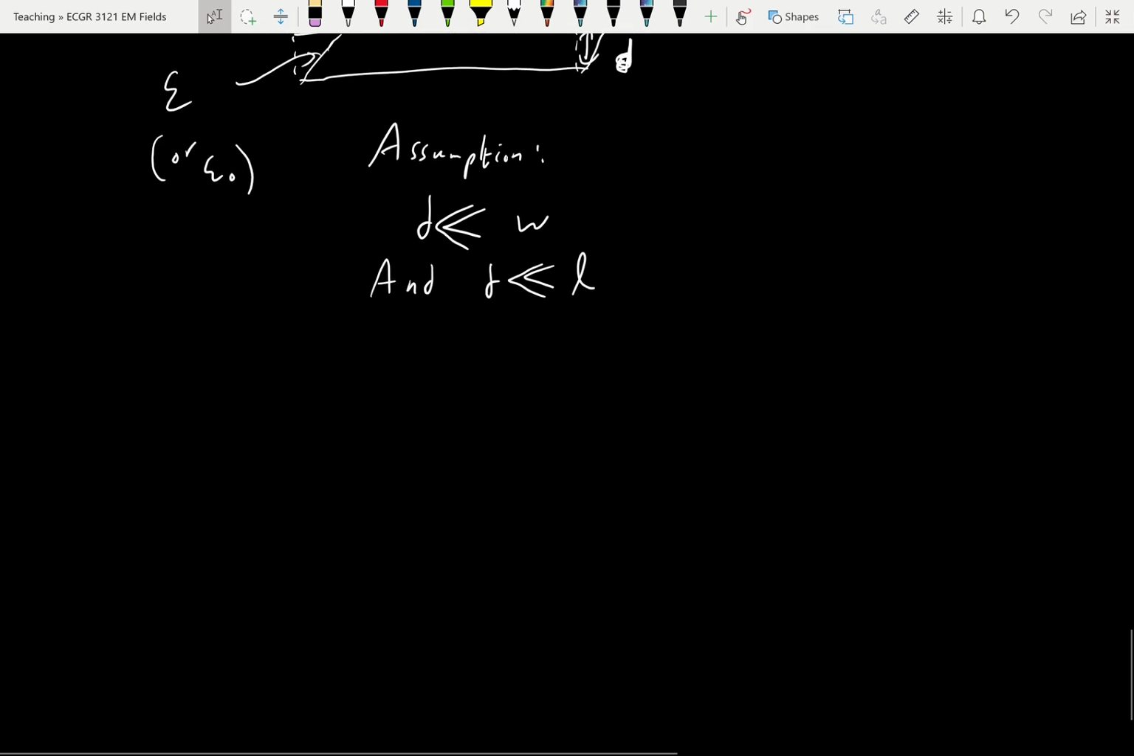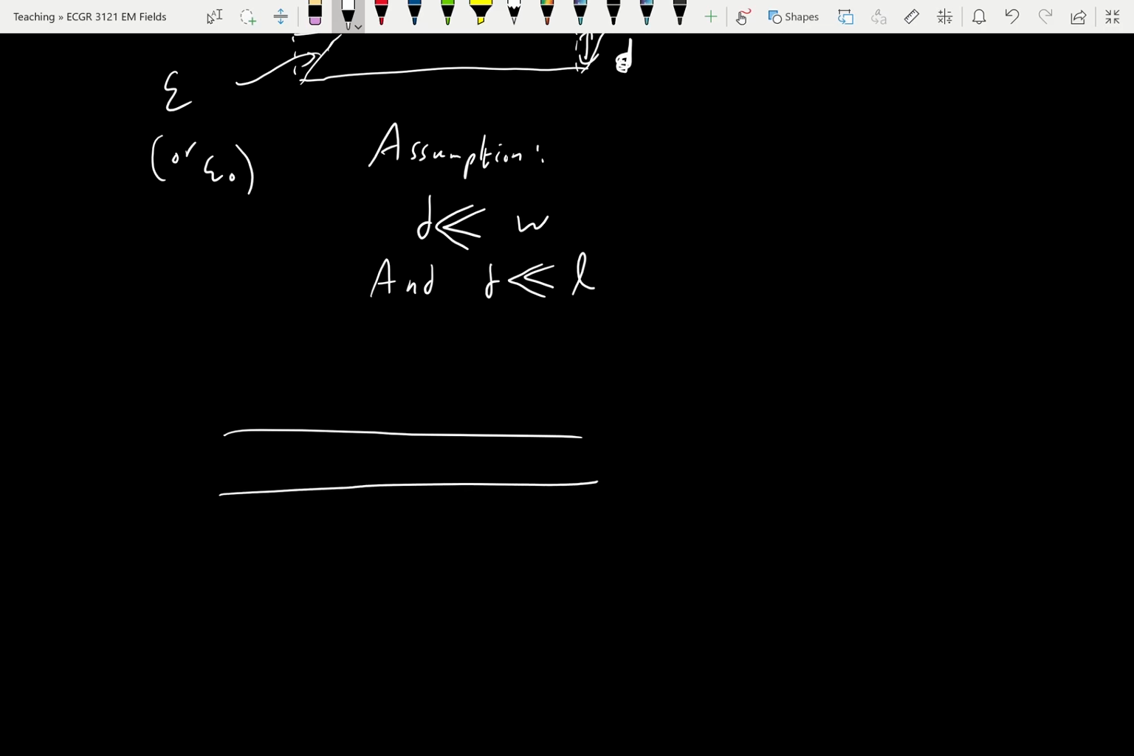How does the infinite plane approximation help us? Well, it results in an electric field that's uniform between the plates, meaning it's only pointing from the positive plate to the negative plate, and the lines are parallel to each other. That's what the infinite plate gives us. We derived that formula already, and I'll show you how to derive it again. It's still an approximation though.